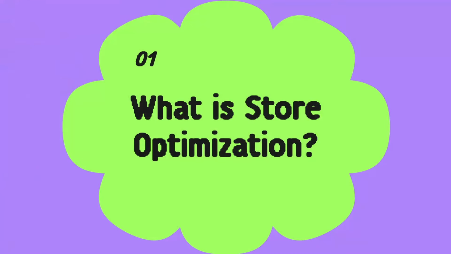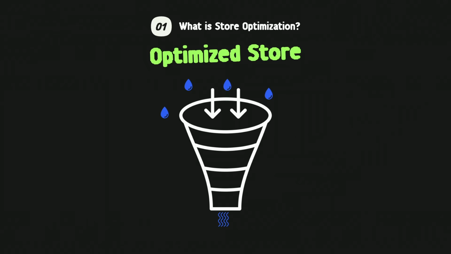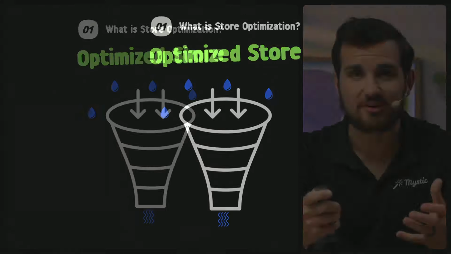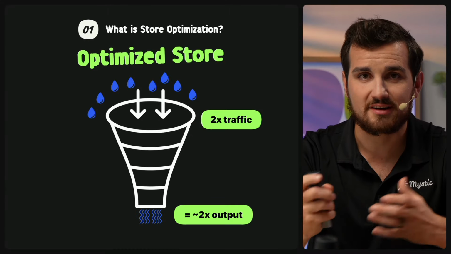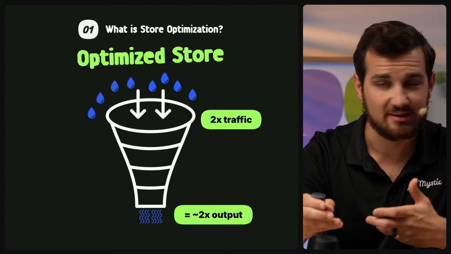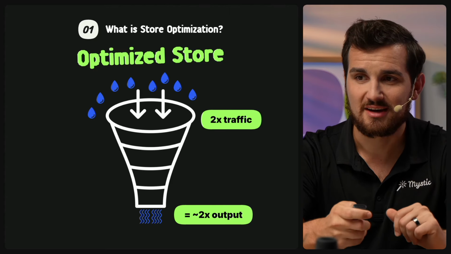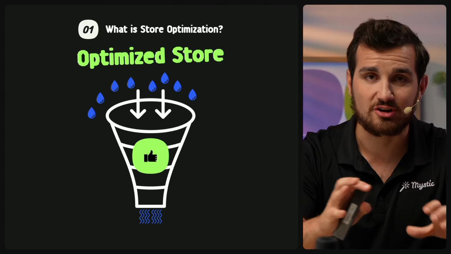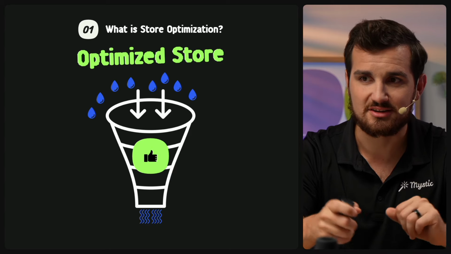Something that has personally helped me a lot to really understand the concept is this idea of picturing our Shopify store as part of a funnel. And picturing a funnel that you would find in your kitchen. If you put in traffic in the top, or you put water in the top, you ideally want to get roughly the same amount out the bottom, or as close to it as possible. And if we have that, then we're in a good spot. That's the ideal situation.